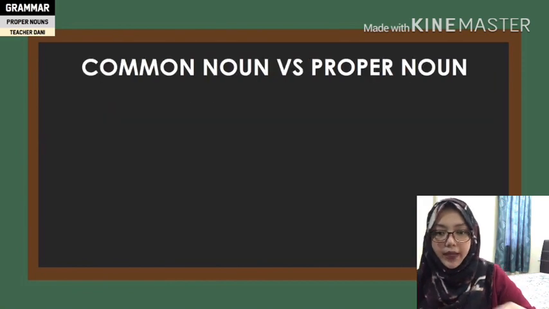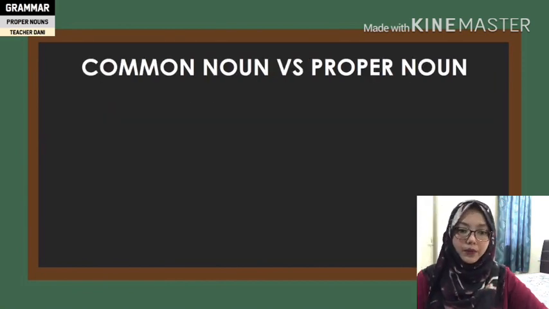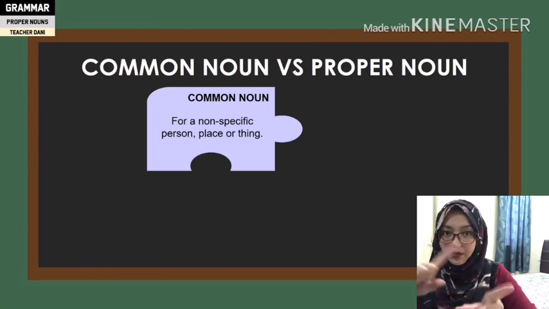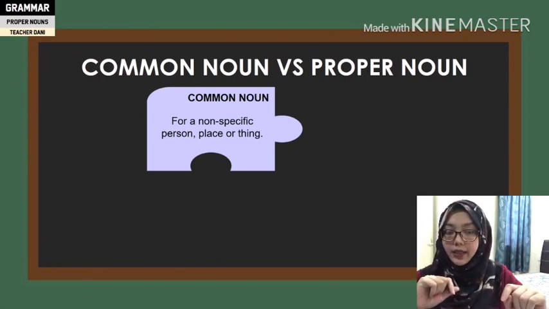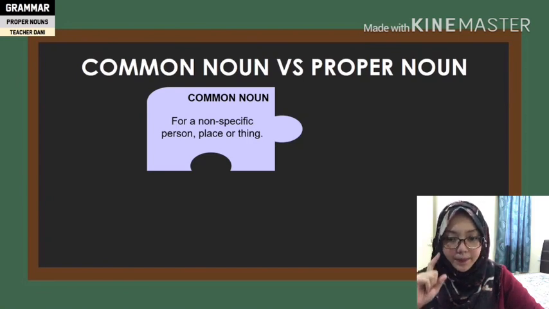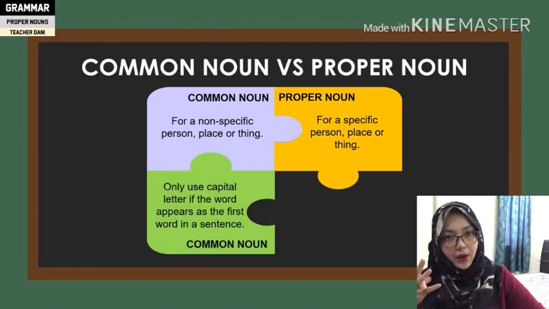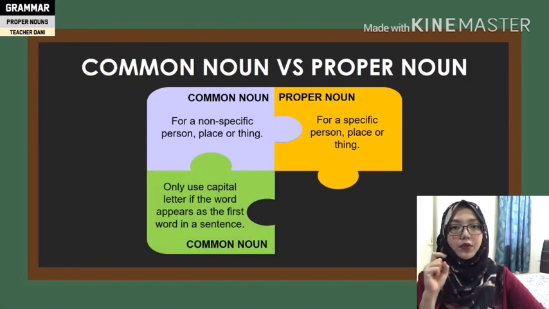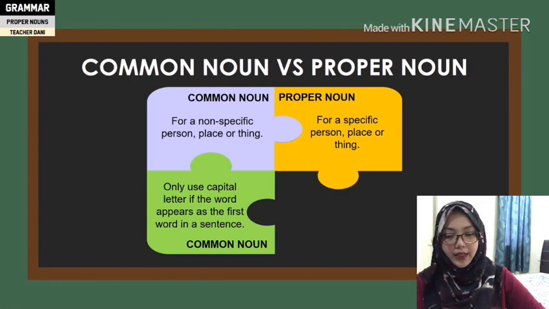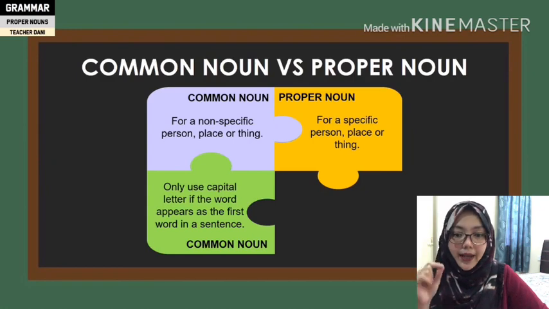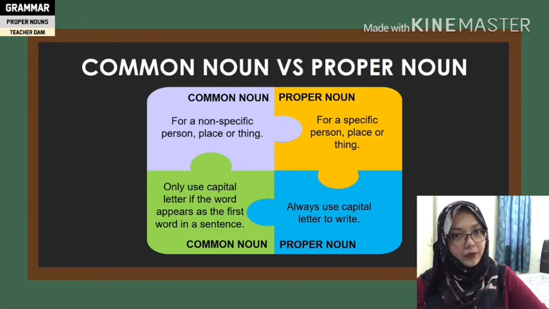Okay, now we're going to look at common noun versus proper noun. Okay, so common noun is for non-specific person, place, or thing. Meanwhile, proper noun is the otherwise. So can you tell me what it is? Yes, of course, it is for a specific person, place, or thing. Okay, next, common noun, we only use capital letter if the word appears as the first word in a sentence. Okay, only if the common noun starts at the first, then we use the capital letter. But proper noun, we always use capital letter when we write it.